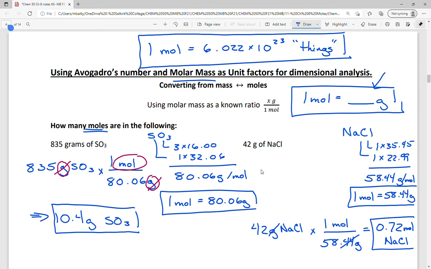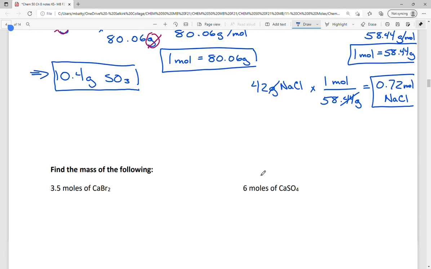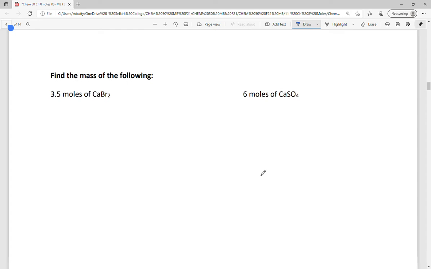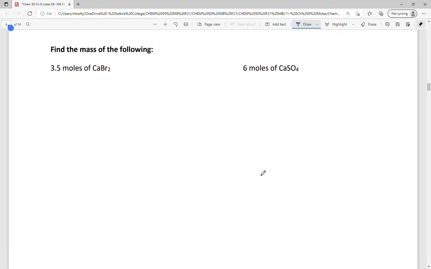Lots of dimensional analysis, lots of unit factors, and really recognizing that pattern. So let's do another one here. These ones are saying, okay, you've got a certain number of moles. What is the mass? If you were to weigh that on the scale, what would it actually weigh? And so again with this, we're using molar mass as our conversion factor.